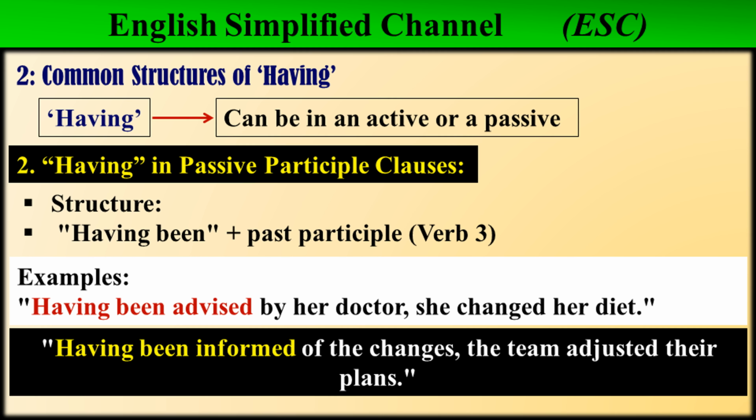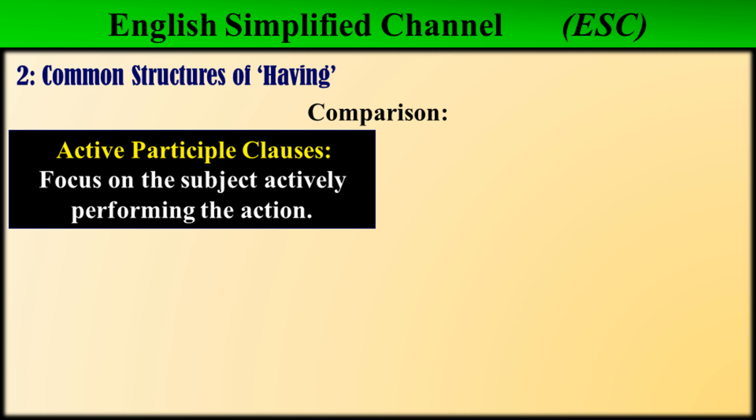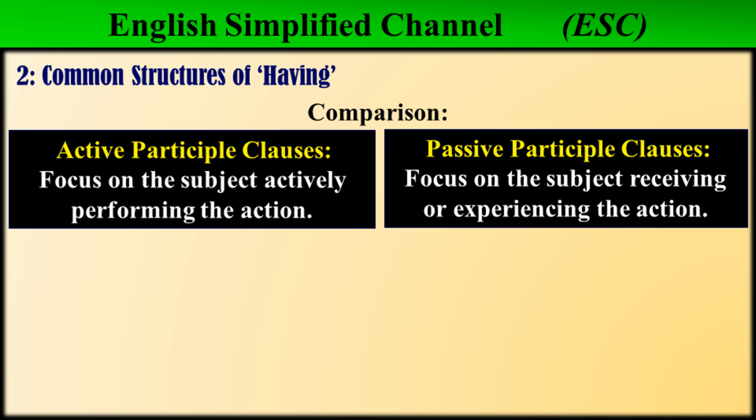So, what is the difference when "having" is used in active or passive participle clauses? Here they are. Active participle clauses focus on the subject actively performing the action. Passive participle clauses focus on the subject receiving or experiencing the action.